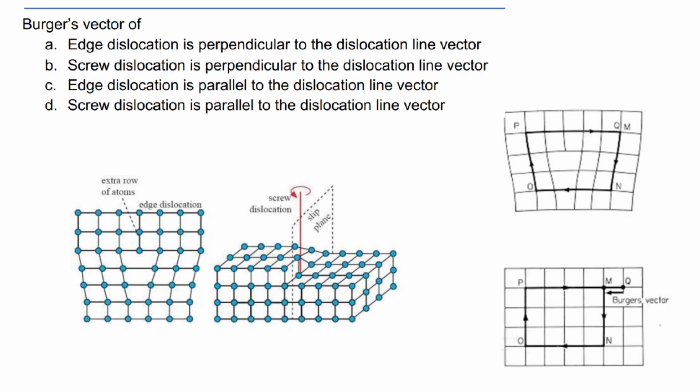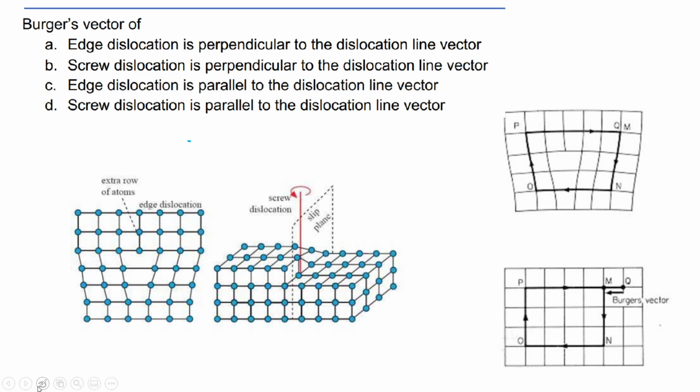Now answer this question. Burgers vector of edge dislocation is perpendicular to the dislocation line vector, and screw dislocation is perpendicular to the dislocation line vector. Or edge dislocation is parallel to the dislocation line vector, and screw dislocation is parallel to the dislocation line vector. What will it be? What is Burgers vector? Option A and D.